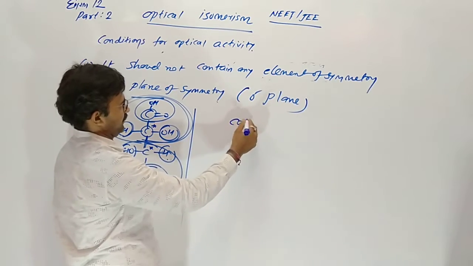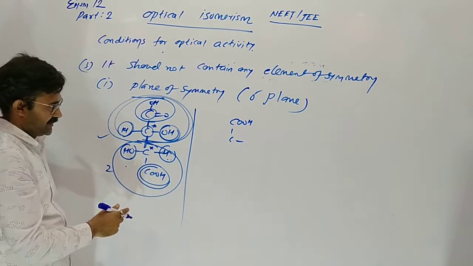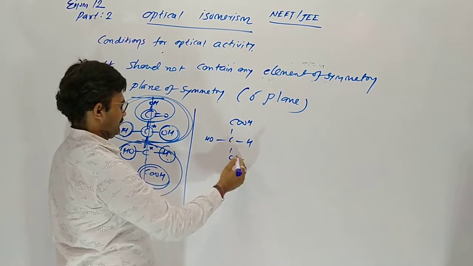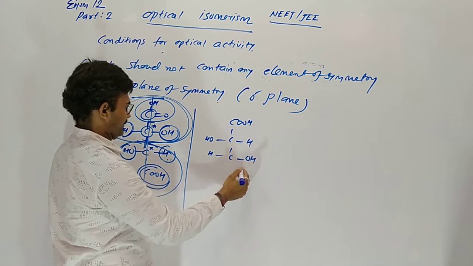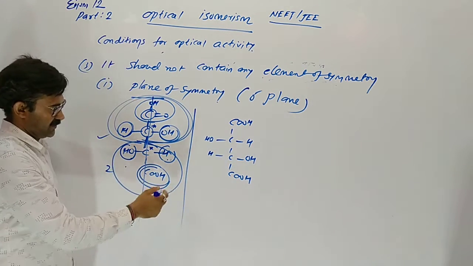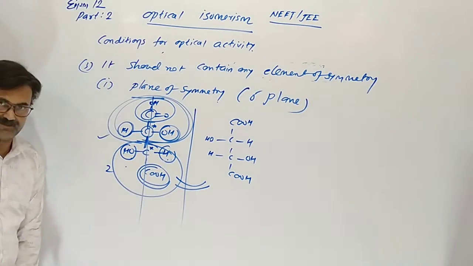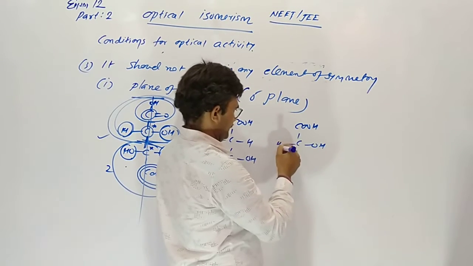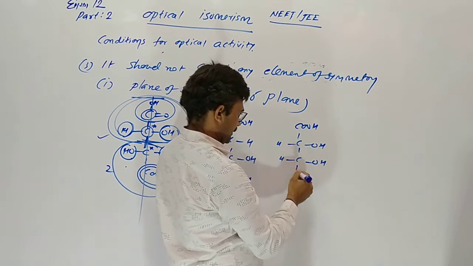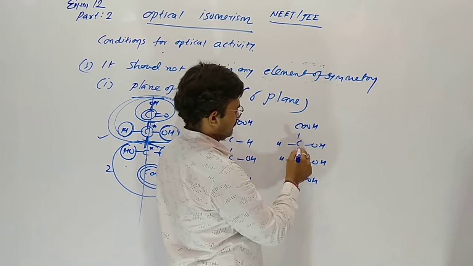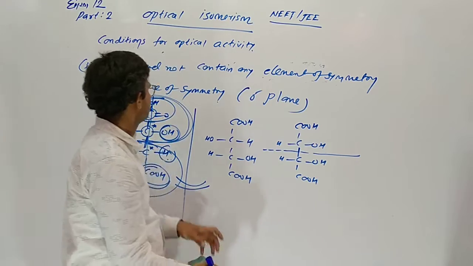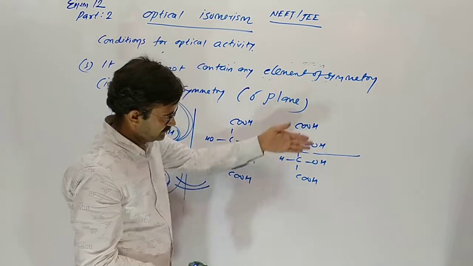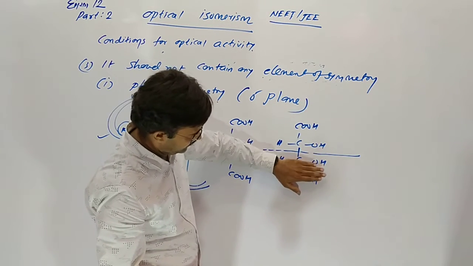And its mirror image looks like this. In the mirror image, the left hand side should be on the right hand side. Here H, here OH, and COOH. Both are mirror images. It means enantiomers. When we draw the structure like this, what happens? Here also there are two chiral carbons, but there is a sigma plane, a plane of symmetry. Half part of the molecule is a mirror image of the other half part.